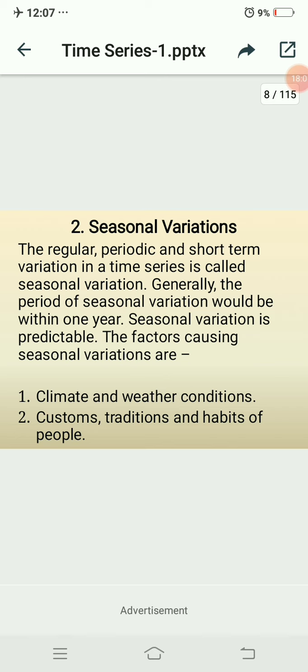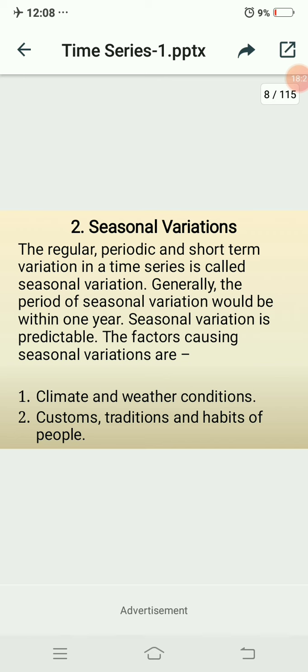If people purchase more of those festival materials, the rate will automatically increase. If people purchase less of those materials, the demand will automatically decrease. It depends on the factors of seasonal variation. The factors causing seasonal variations are climate and weather conditions, and second, customs, traditions and habits of people.